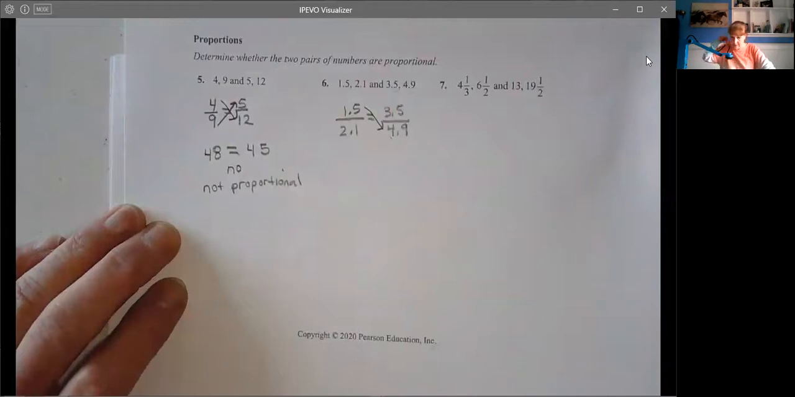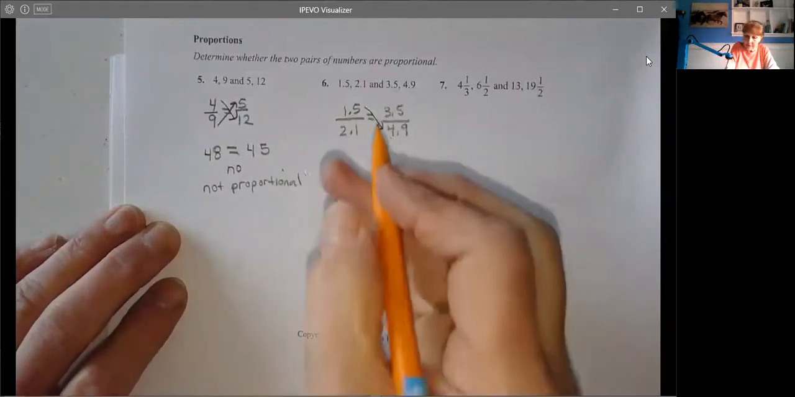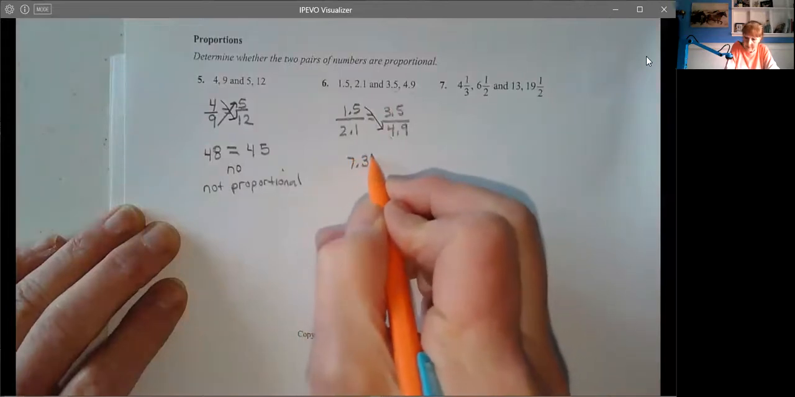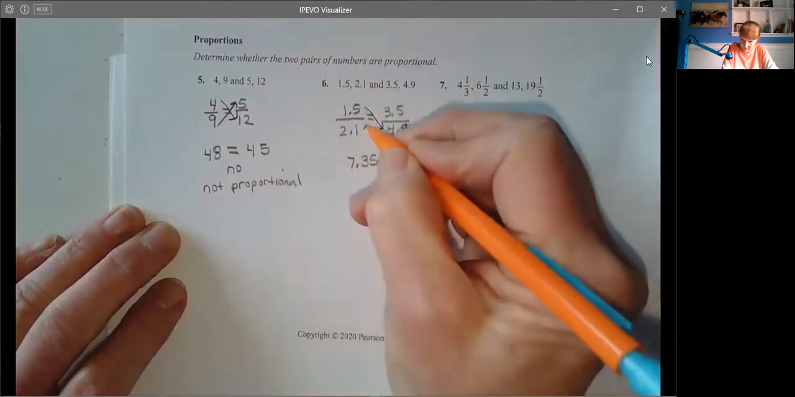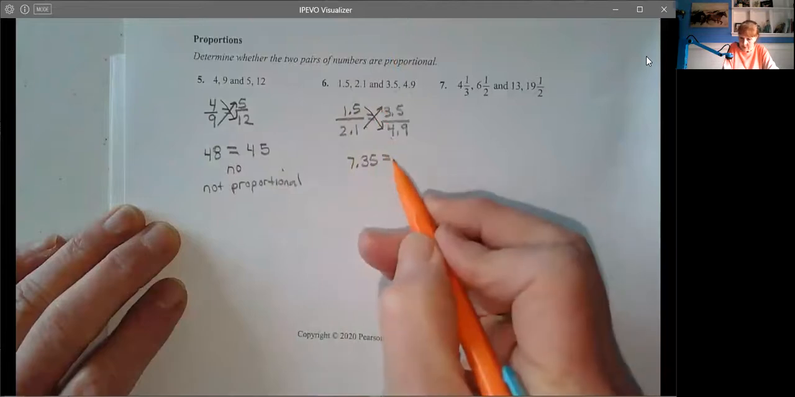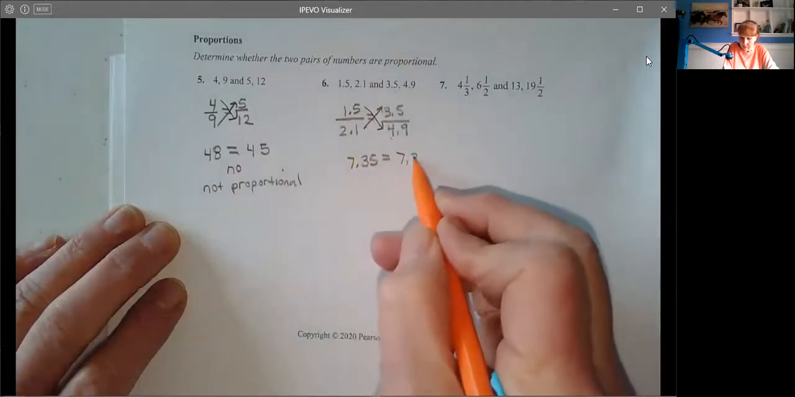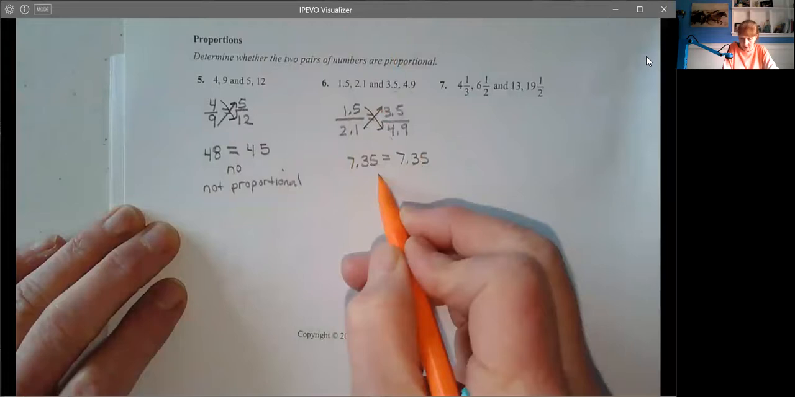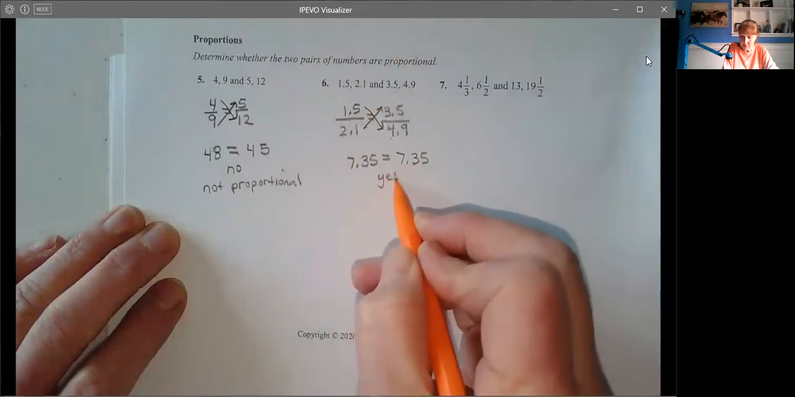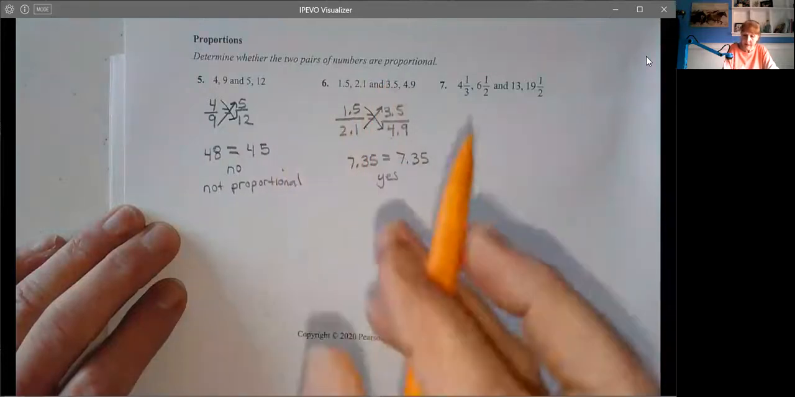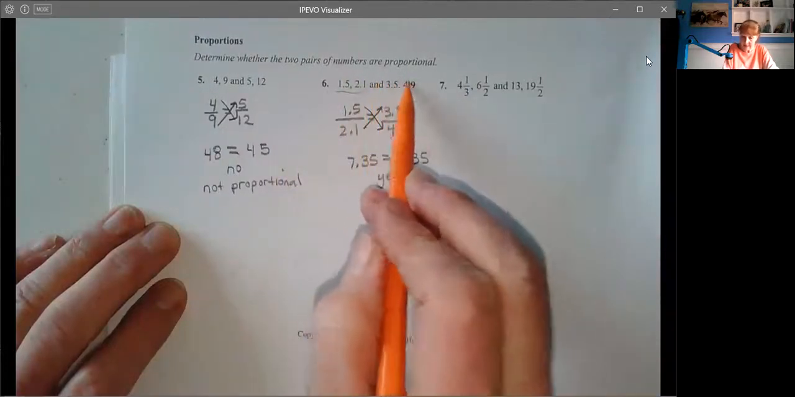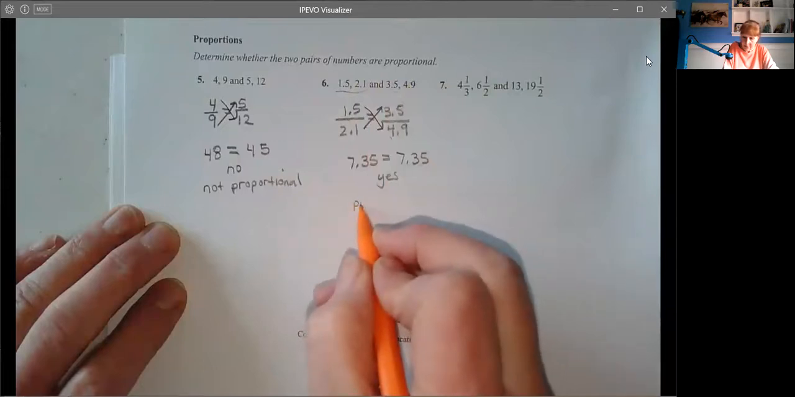I'm going to use my calculator. So 1.5 times 4.9, 7.35. Does that equal 2.1 times 3.5? I multiply those two, I get 7.35. So this is true. So yes, those are equal, which means that these two numbers are proportional. This set is proportional to that set of numbers. So yes, they are proportional.